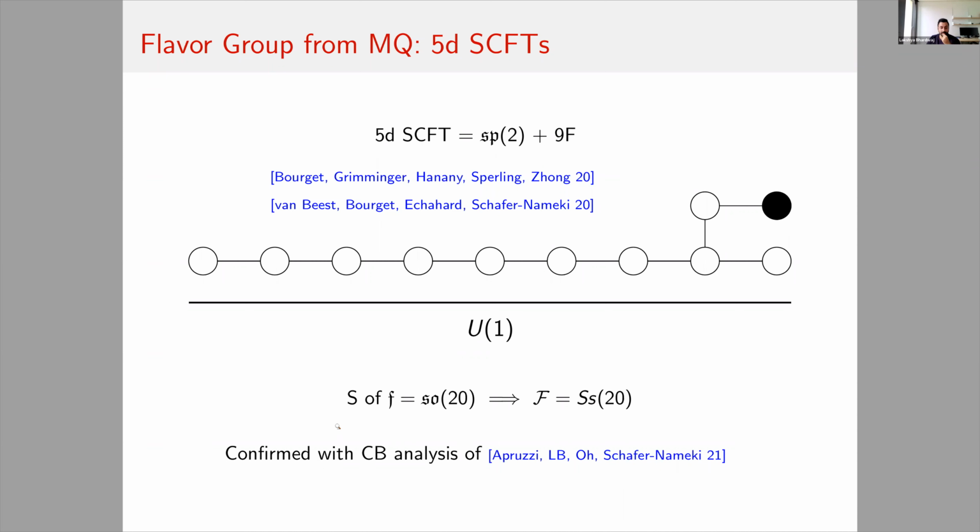And so we have now managed to derive the flavor group of the 5D theory, not just the flavor algebra, from its magnetic quiver. And this can be confirmed using a Coulomb branch analysis as well. What I'm saying is that this was a Higgs branch analysis because we used a magnetic quiver, and there is an independent Coulomb branch analysis that reveals the same flavor group for this 5D conformal theory.